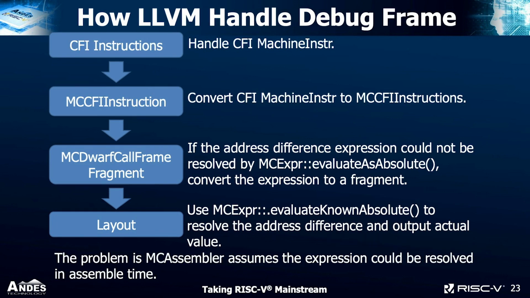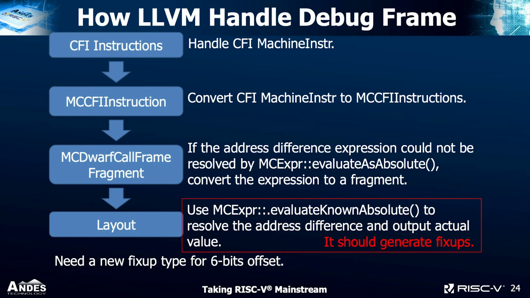Similarly, this slide shows how debug frame information is converted from CFI instructions to final encoding. It has similar problems. So the correct way is to generate fix-ups when handling the debug frame fragment. In addition, there are possibilities to encode a 6-bit offset in debug frame information. So we need to add new fix-up types and relocation types for the 6-bit offset. That's all I want to share with you.